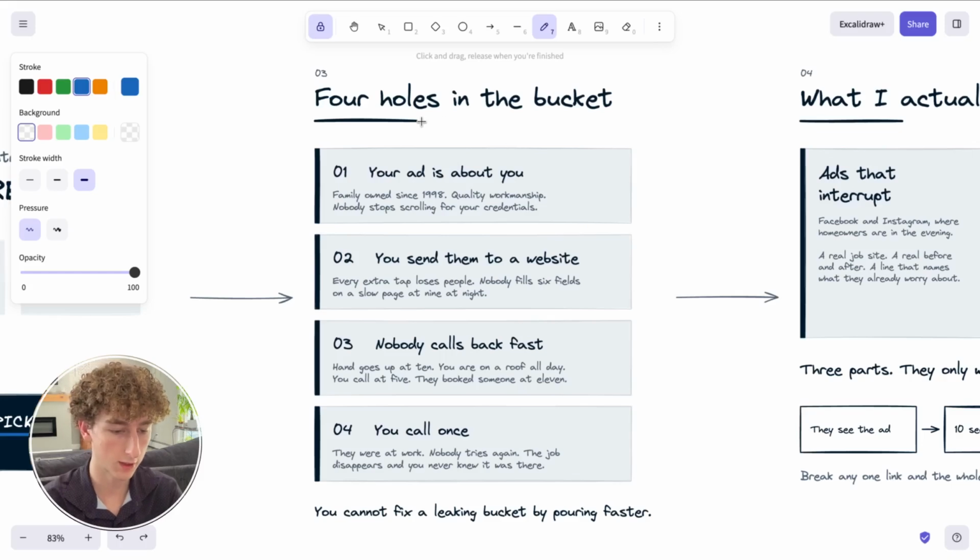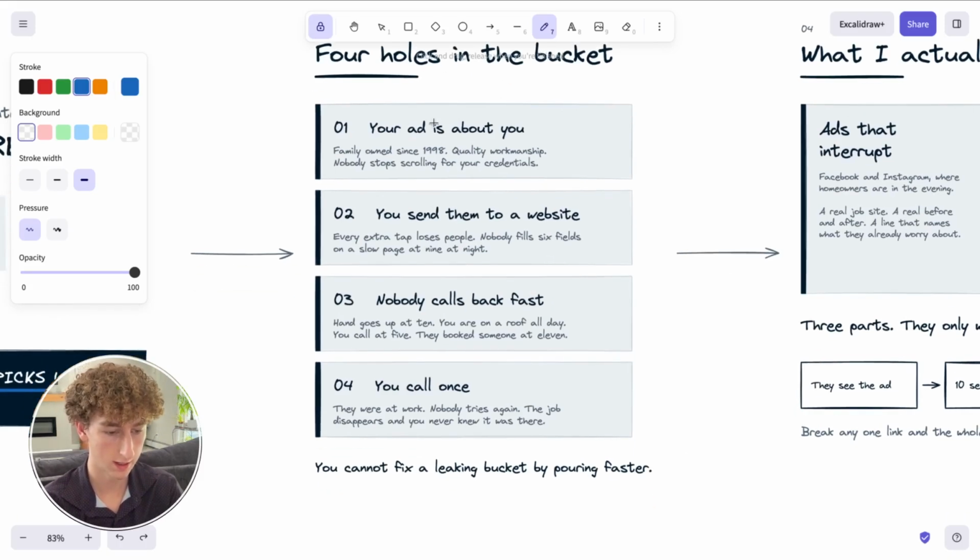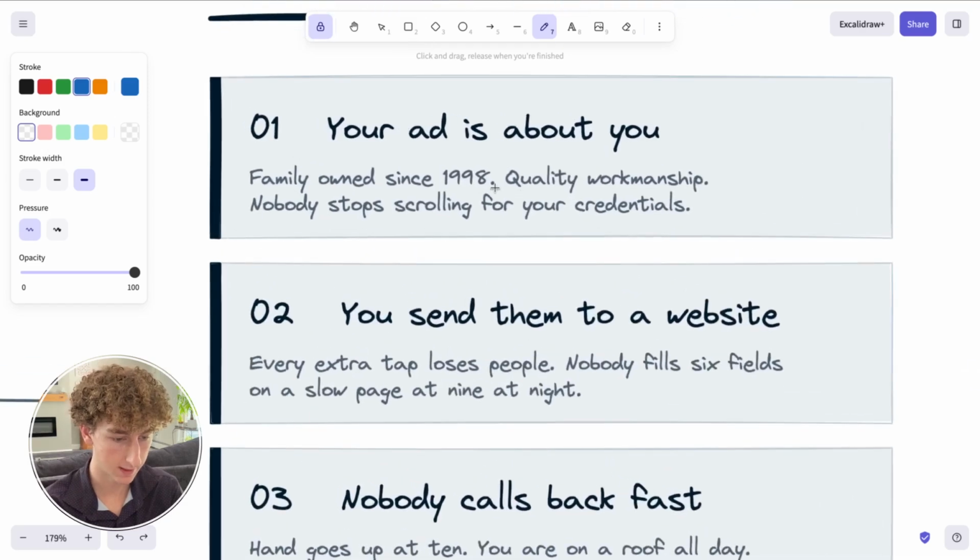All right, next thing I want to go over is the holes in your bucket and why spending more on ads isn't going to really fix much. So one is the specific ad you've created is sometimes about you, which is completely wrong. You don't want the ad being about you. A lot of people put like family owned, quality workmanship, all that kind of stuff. Like no one cares about that. They want to see the work and they want to see that you're proficient at it.